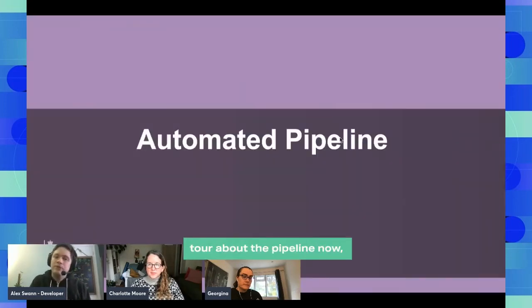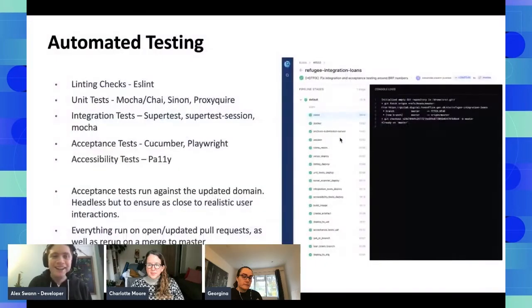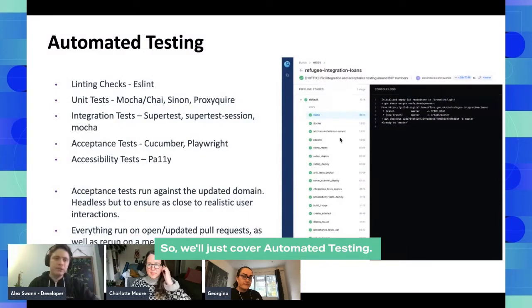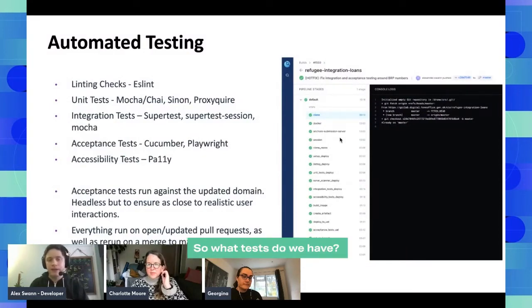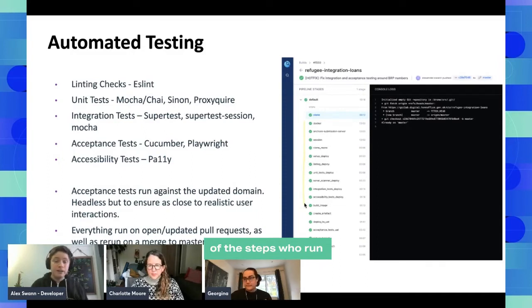So we're just going to quickly talk about the pipeline now, which hopefully is interesting to everyone. So we'll just cover automated testing. So what tests do we have? So you can see here, I have a nice example of the steps we run when we've merged to master.